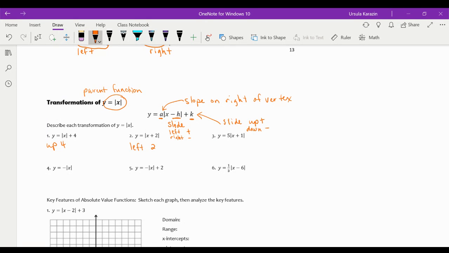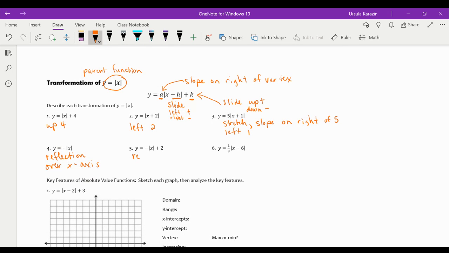Number 3, now if I have a 5 in the front, okay, that will be a stretch, right? It's going to be a stretch. But now the slope on the right will be 5. And on the left then would be -5. And then the +1 will cause a left. Number 4 is going to be a reflect over the x-axis. That means it's going to open down. It's going to be flipped.